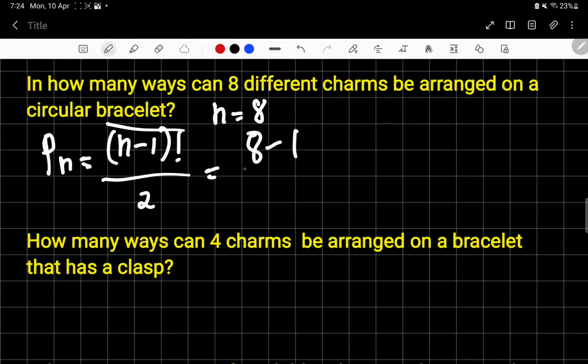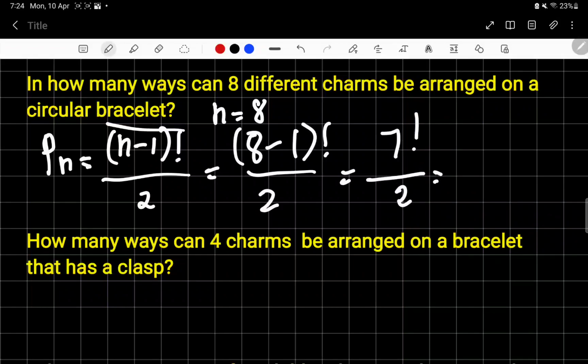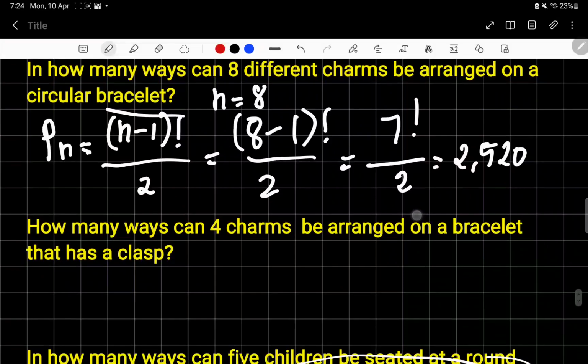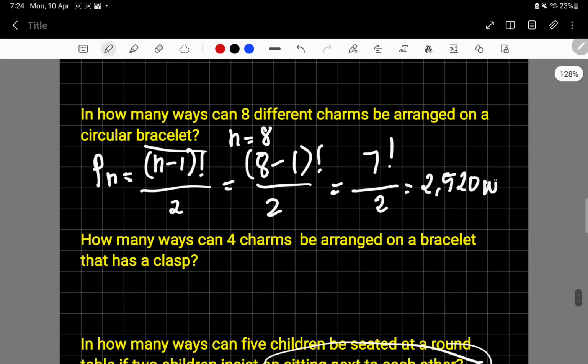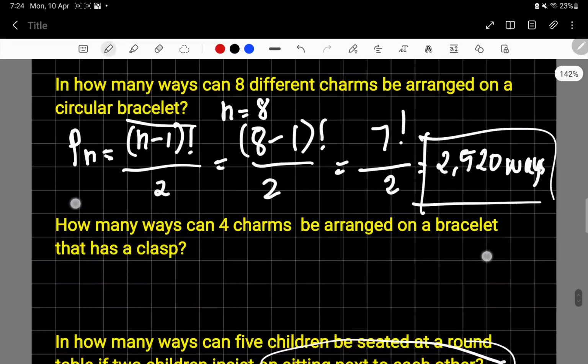So, you have here 8 minus 1 factorial over 2. 8 minus 1 is 7. So, you have 7 factorial divided by 2. You may use your calculator: 7 factorial divided by 2 is 2,520. So, there are a total of 2,520 arrangements, or 2,520 ways we can arrange the 8 different charms on a circular bracelet.